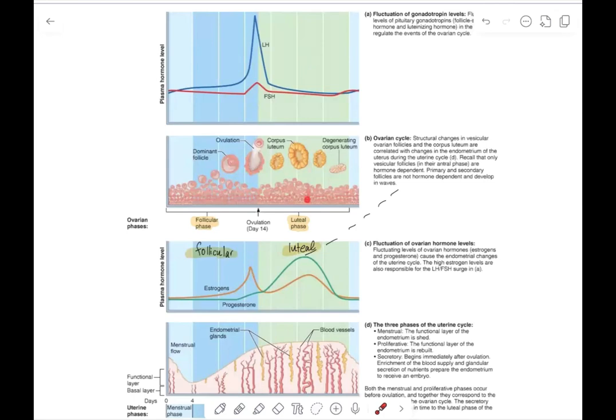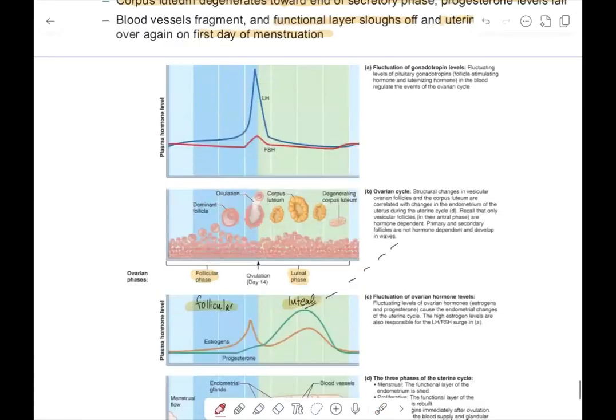Also, in the second half of the cycles, whether it's the gonadotropins, the ovarian cycle, ovarian hormones, or uterine cycle, it is the luteal phase events. So, what's important to remember is that LH is going to be the ovulation hormone.